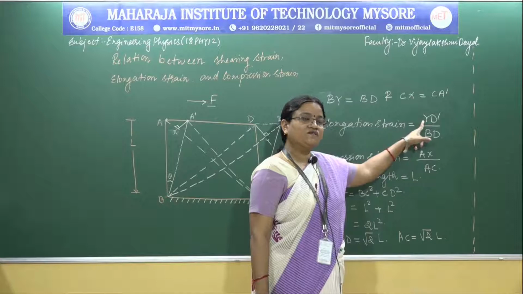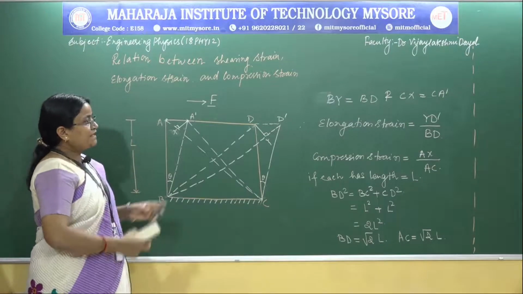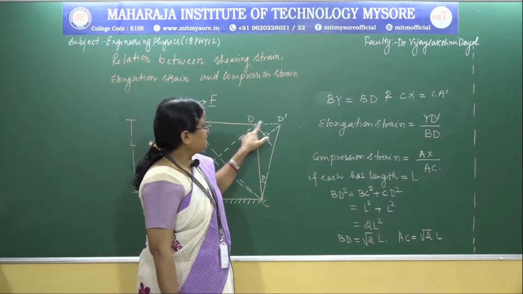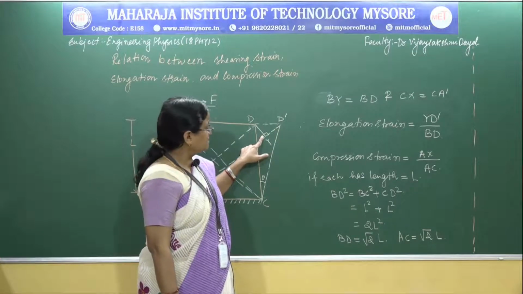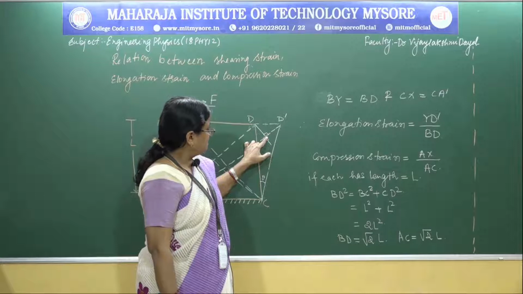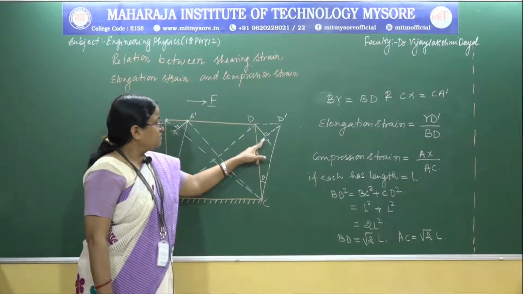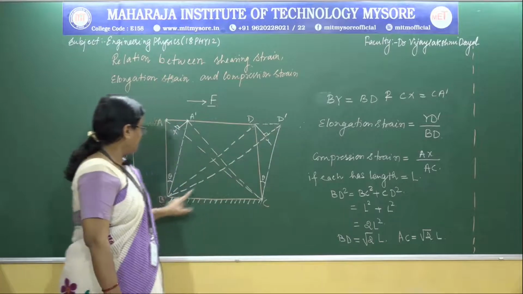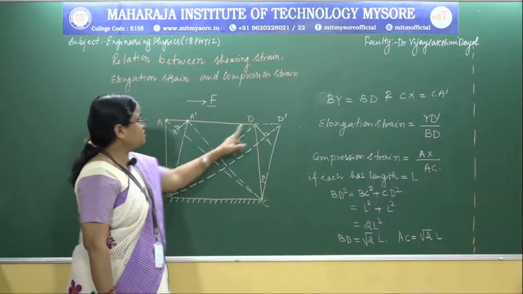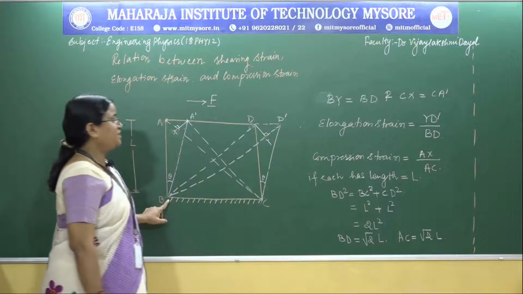Next, we have to find out the value of YD dash and AX. So, to find the value of YD dash and AX, we'll consider first the triangle DD dash Y. Now, if you consider this triangle DD dash Y, you see that DY is perpendicular, and we can consider the same angle as DD dash B. What will be the angle for DD dash Y? The same angle will be for D dash B.